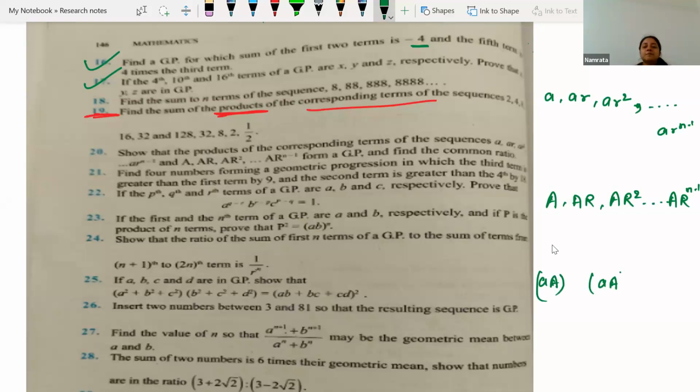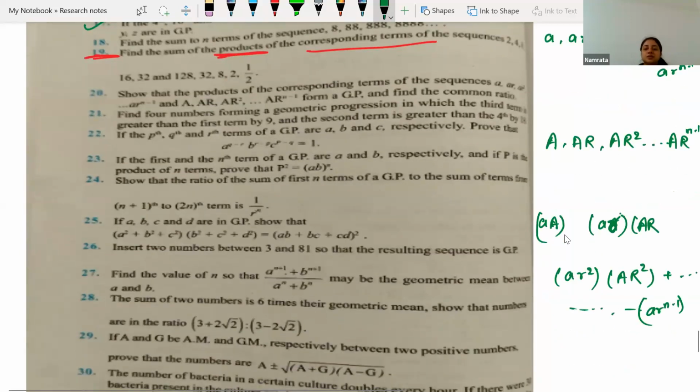AR with AR. The third term became AR square with AR square. The fourth term became just like this. The last term became AR to the power n minus 1 into AR to the power n minus 1. Is it in GP? If you look at the pattern, yes, it's in GP only.